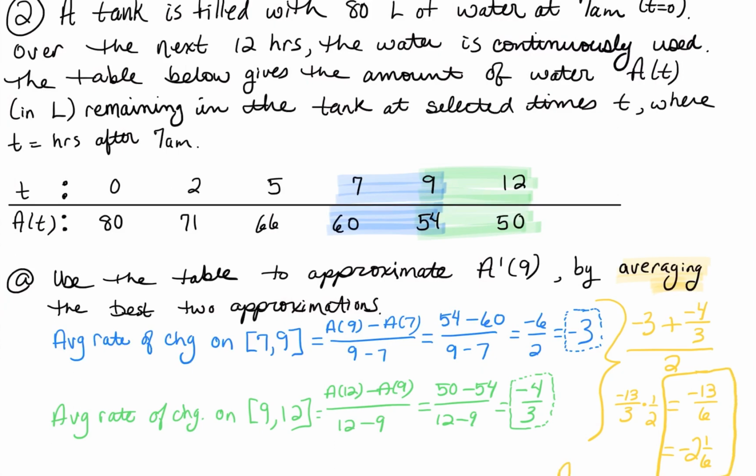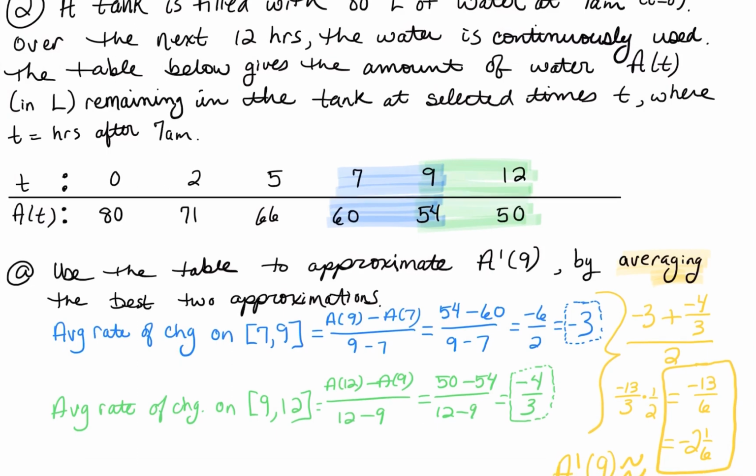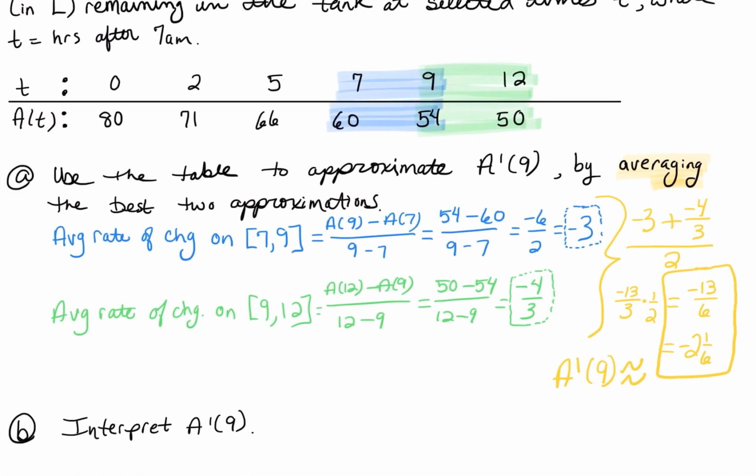So this is our approximation for a prime of 9 by averaging the two best approximations that we can make from this table of values. All right, so that was all very formulaic, if you will. We haven't even put a label on this yet. So I want us to interpret this, including appropriate units. And so let's go ahead and do that here.